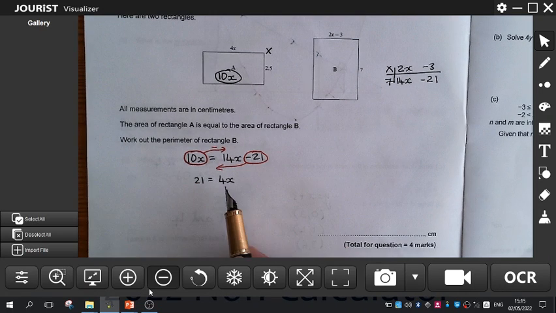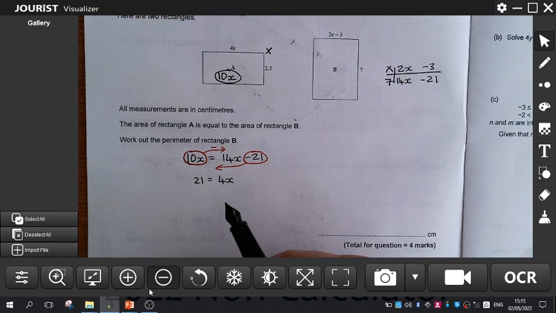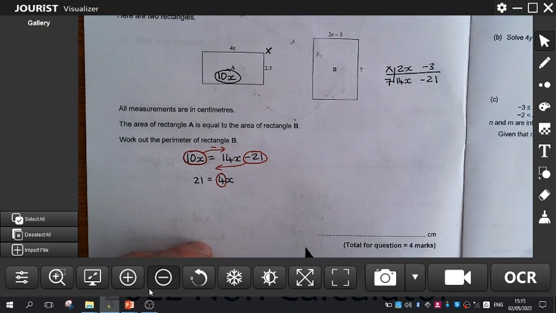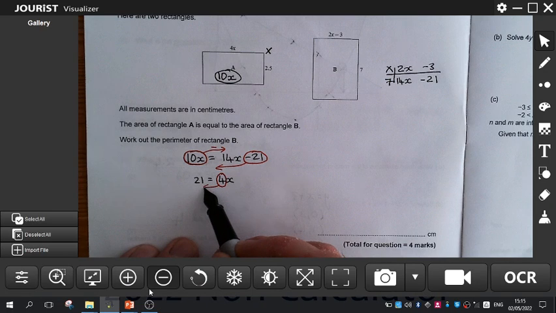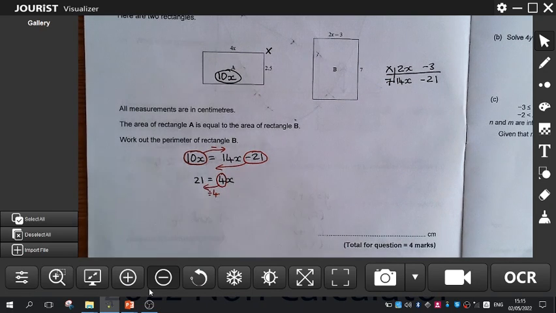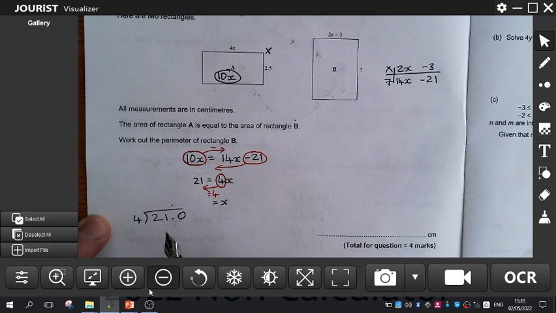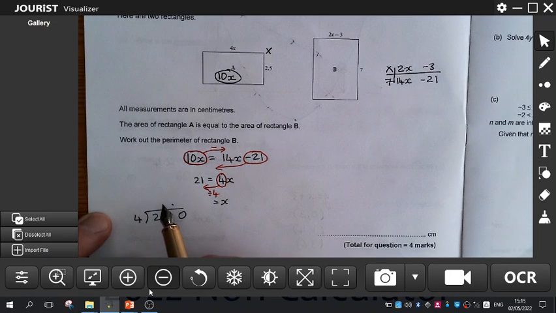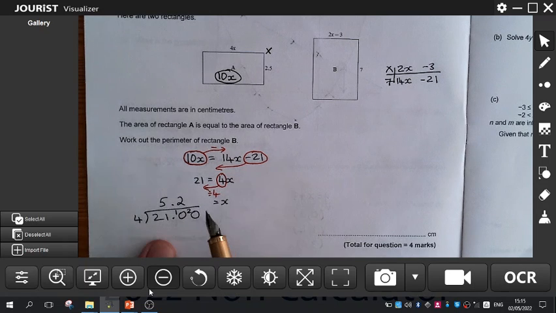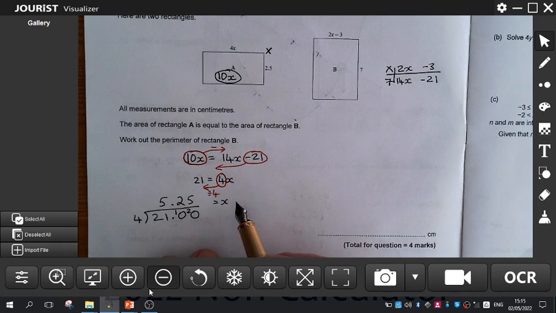4x is 21. I don't want 4 of them. 4x is 4 times x, so as we divide both sides by 4, that tells me x is whatever 21 divided by 4 is. 4's into 21 go 5, remainder 1. 4's into 10, 2, remainder 2. Quite an awkward question. Another 0 as a placeholder. 4's into 25. So x is 5.25.